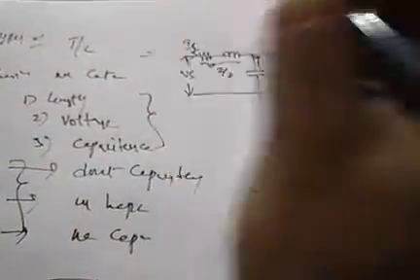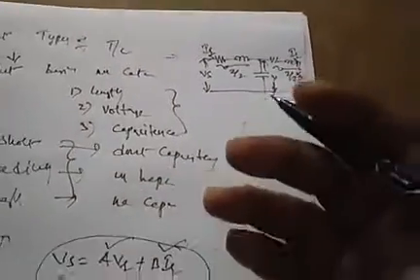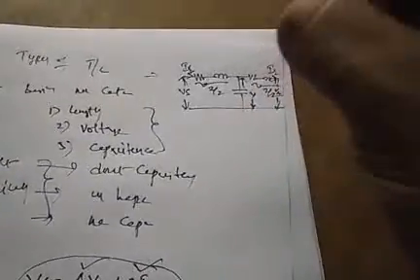This is the sending end voltage. This is the sending end current. This we can call the receiving end current. So this is a model representation of the nominal T method, and we translate this model in the form of normalized equations.